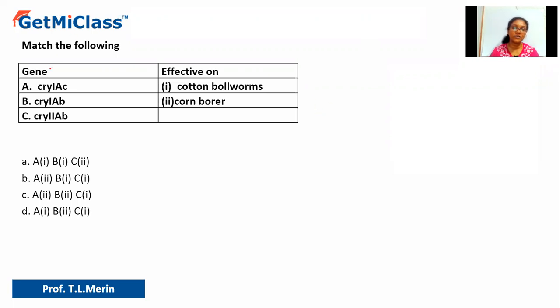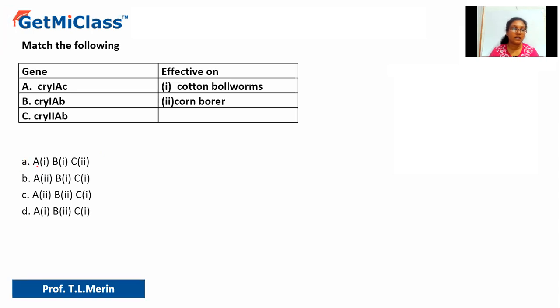So let's solve this question which says match the following, and they're given two columns here. In one column they're given gene, in the other column they're given effective on. The first one is option A, Cry1AC, option B, Cry1AB, option C, Cry2AB. Now, effective on cotton bollworm and corn borer. And they have given the options here.